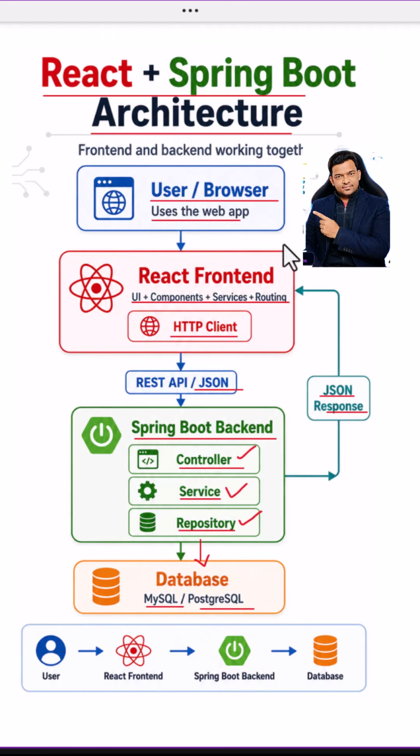So the full flow is: user opens the app, React displays the front end, React sends an HTTP request, Spring Boot processes it, the backend reads or writes data in the database, JSON comes back, and React updates the screen. React handles the front-end experience. Spring Boot handles the backend logic and the database stores the application data. Together they form a full-stack web application. That is React plus Spring Boot architecture explained in a simple flow.